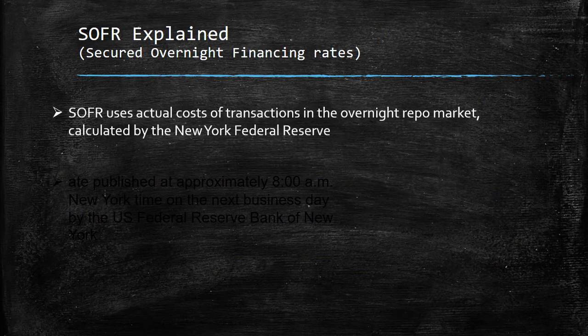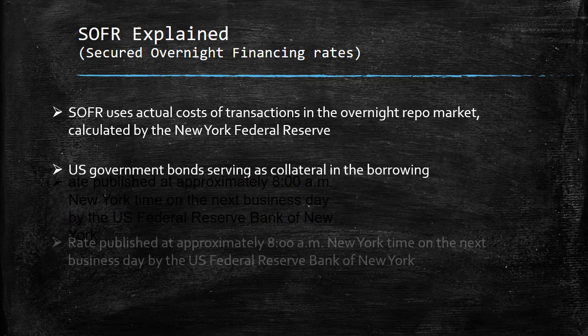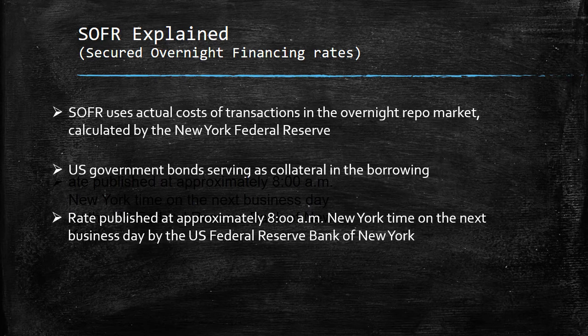So let's just word it out. SOFR uses the actual cost of transactions. Like the example in the previous slide, there would be lots of transactions in the overnight repo market, and the calculation is done by the New York Federal Reserve. The US government bonds serve as collateral in the borrowing, and the rate is published at approximately 8 a.m. the next day. So if the transaction has happened on Monday, Tuesday 8 a.m., this rate is now published for the broader forum.